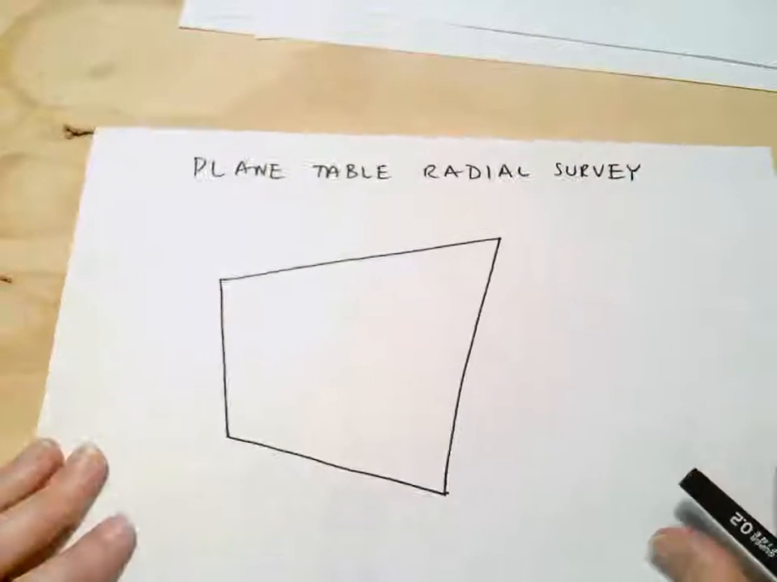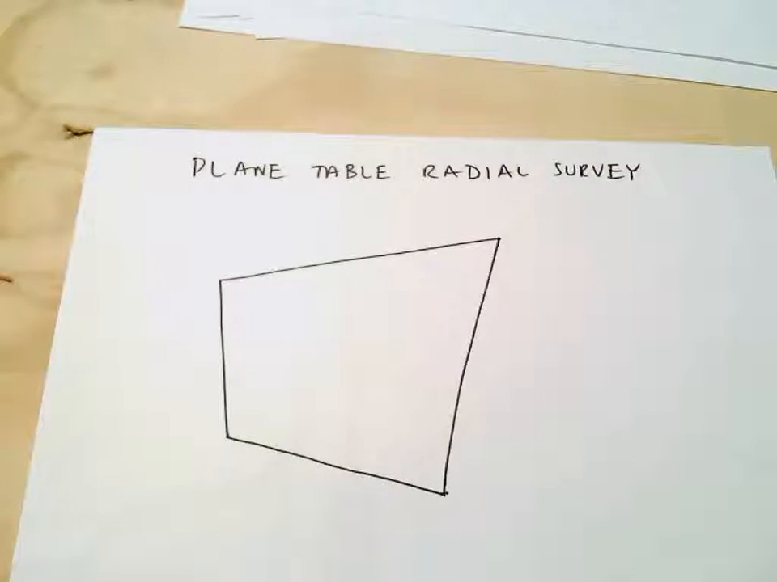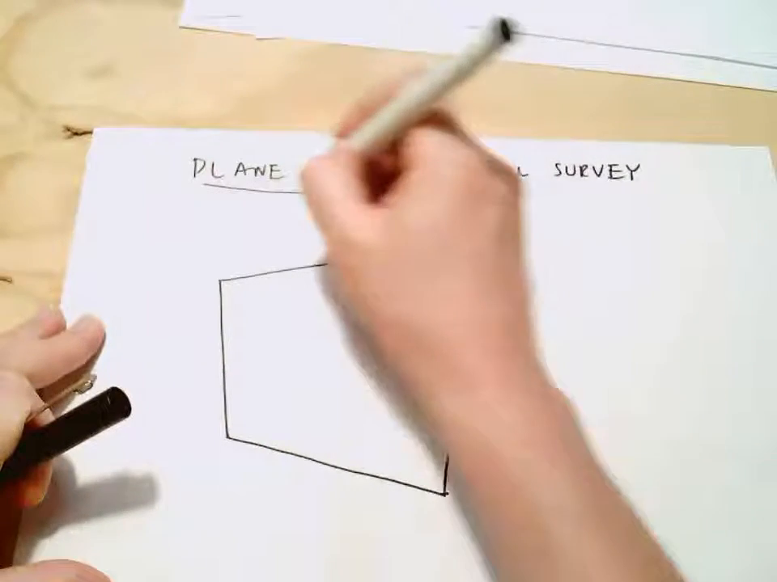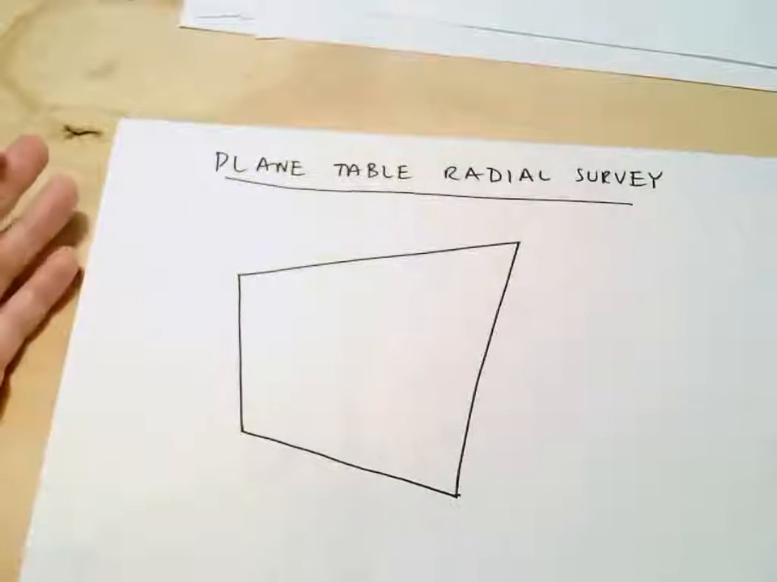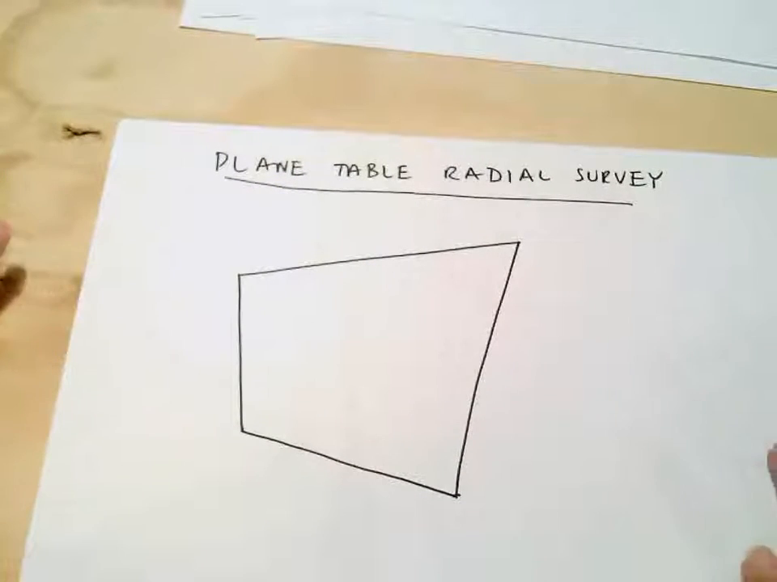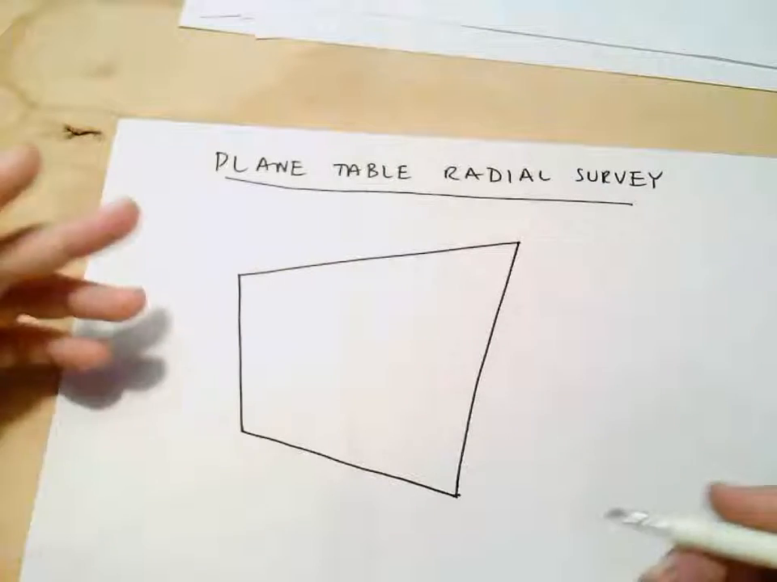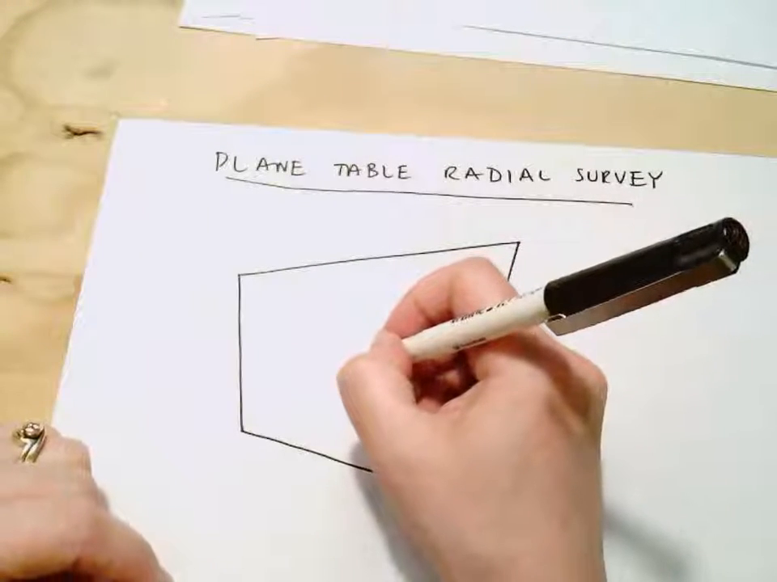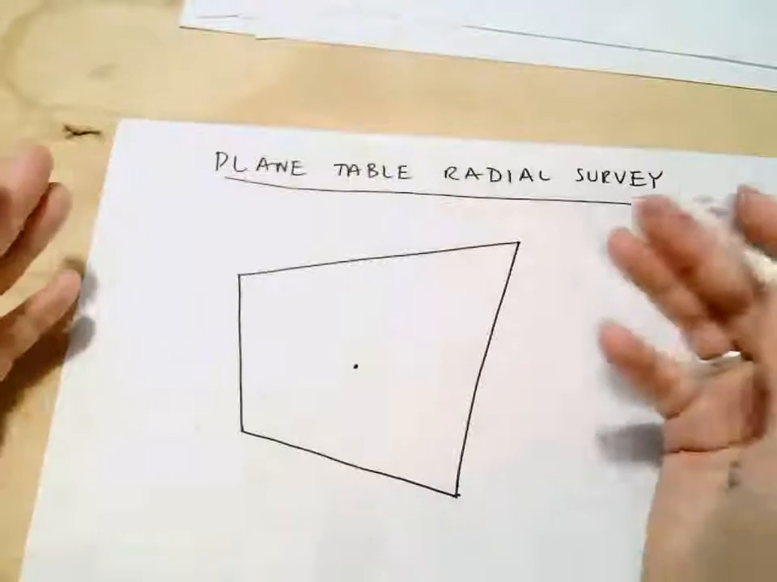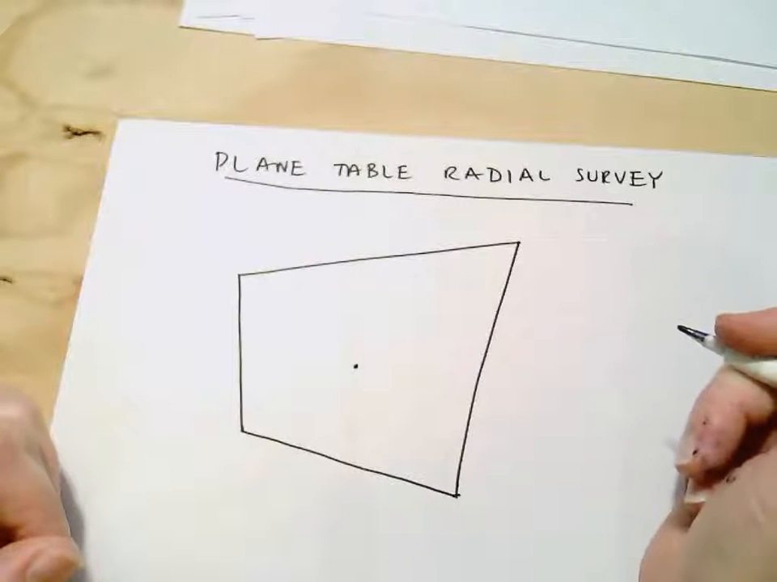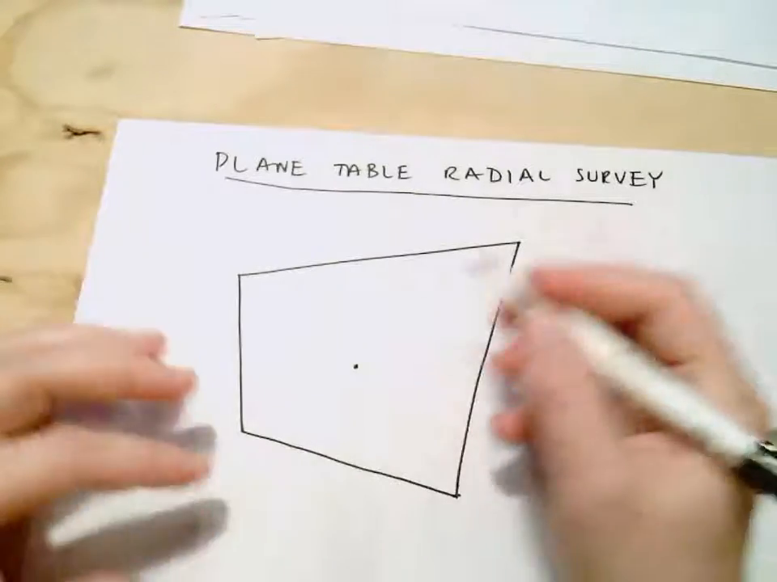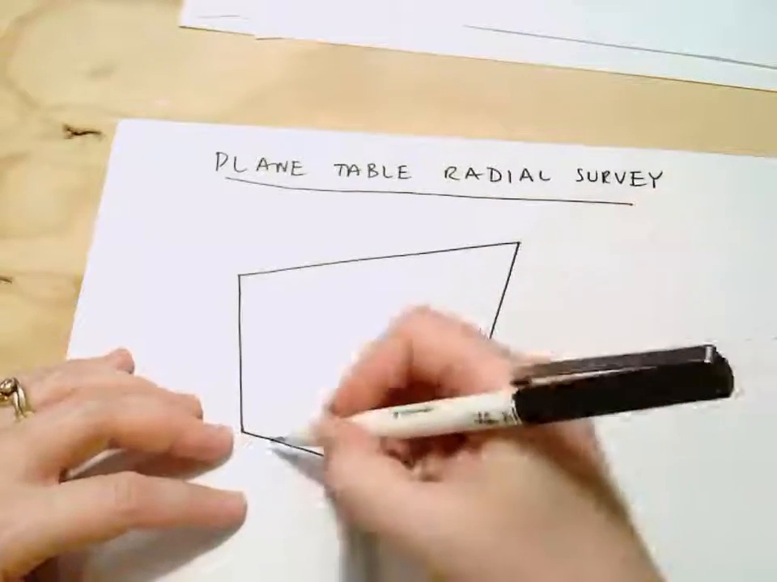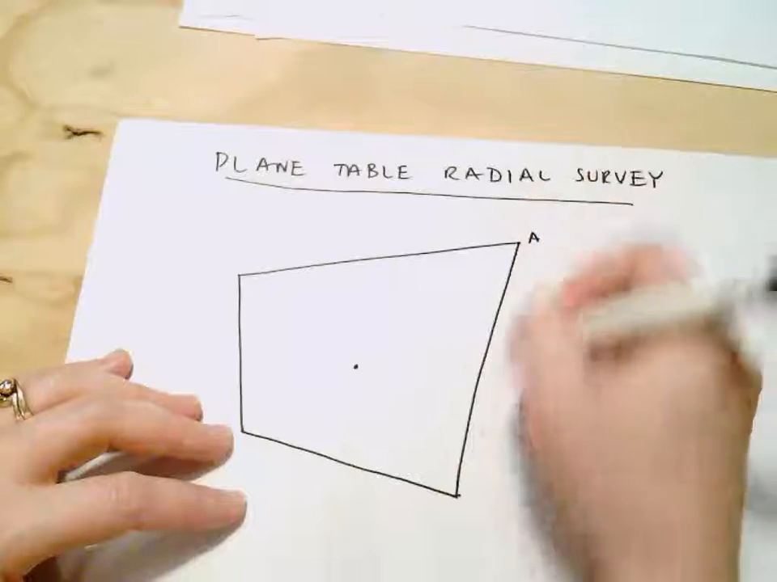I'm just going to imagine that this is my area of land or my field that I want to take the survey of, and I'm doing a plane table radial survey. The way this survey works is that I choose a point somewhere in the middle of the field. Let's just say I choose that point to be here. It doesn't have to be exactly in the middle. From that point I look at the corners of my field or area. So here's one corner, 2, 3 and 4. I'm just going to label them A, B, C and D.